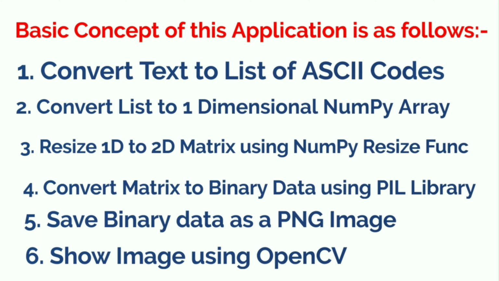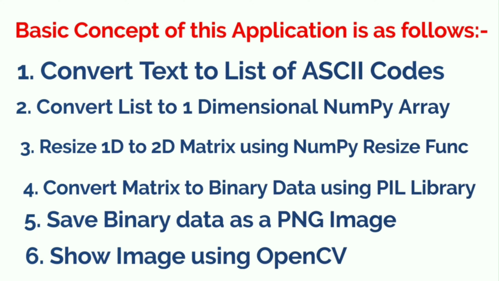Basic concept of this application is as follows. First of all, we will convert text into ASCII codes and then store these ASCII codes into a list. Next, we will convert this list to a one-dimensional NumPy array. Next, we will resize this one-dimensional array to a two-dimensional array using the NumPy resize function.